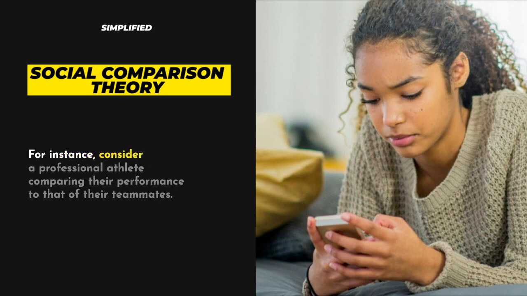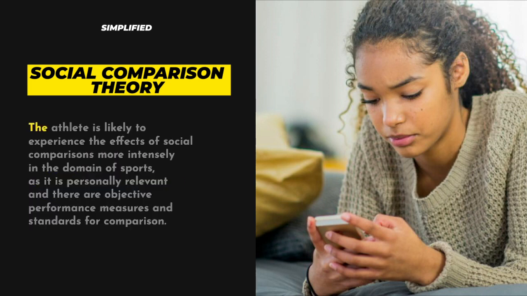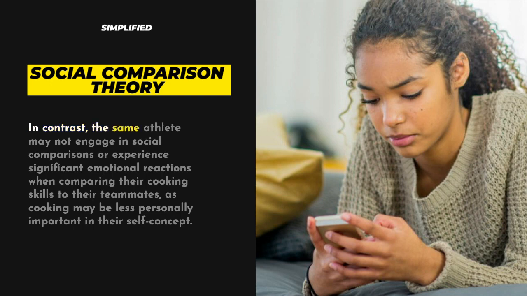For instance, consider a professional athlete comparing their performance to that of their teammates. The athlete is likely to experience the effects of social comparisons more intensely in the domain of sports, as it is personally relevant and there are objective performance measures and standards for comparison. In contrast, the same athlete may not engage in social comparisons or experience significant emotional reactions when comparing their cooking skills to their teammates, as cooking may be less personally important in their self-concept.